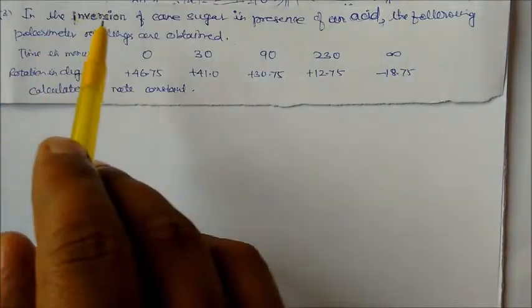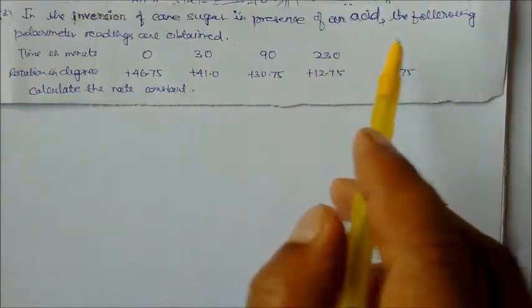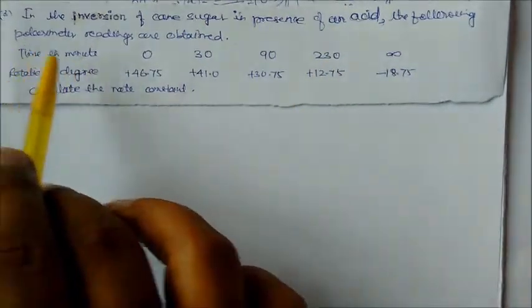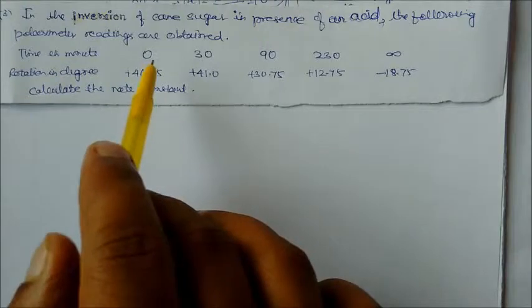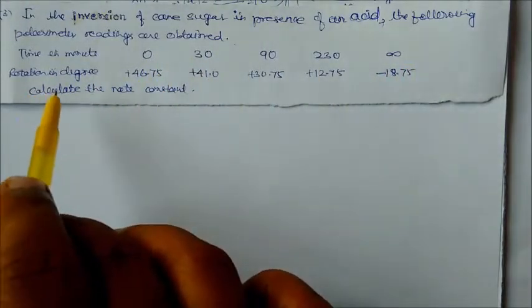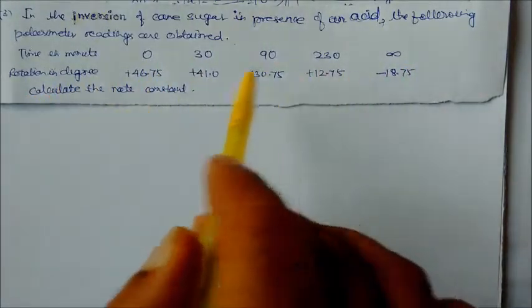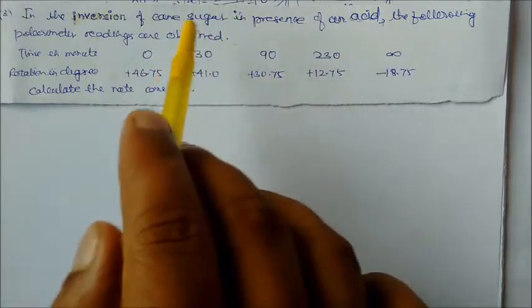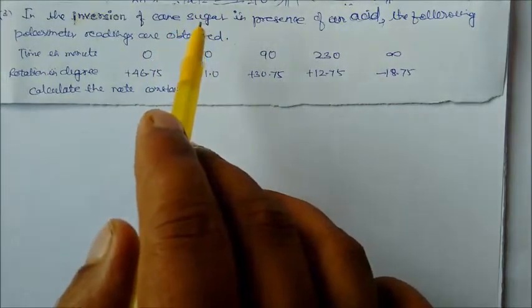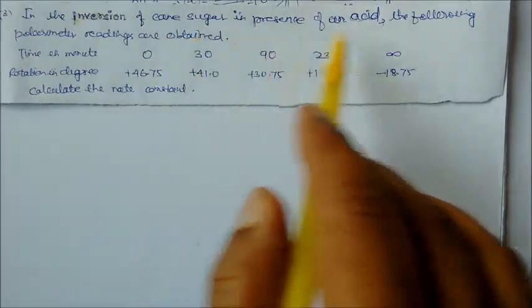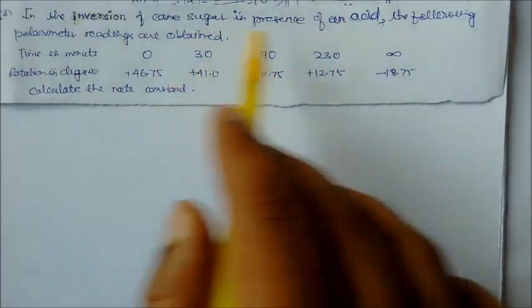So in the inversion of cane sugar in presence of an acid, the following polarimeter readings are obtained. Time in minutes is given here, and rotation in degree is given here. So here what happened, in the inversion of sugar, sucrose is converted to glucose, alpha glucose and beta glucose, different types of glucose.